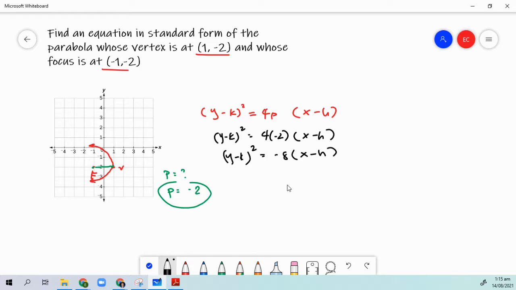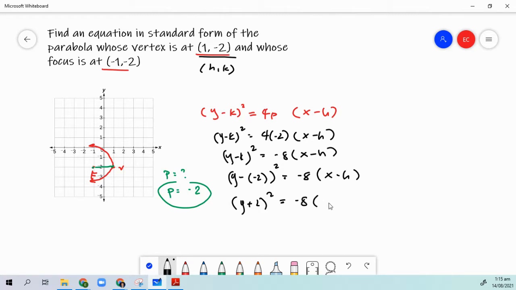The next thing we have to do is to substitute the values of h and k based on the given vertex (1, -2). Since we have the vertex and we know that this is basically just (h, k), we substitute those values. So that becomes (y - (-2))^2 = -8(x - 1), which we can simplify. (y + 2)^2 = -8(x - 1), which is now your final answer.